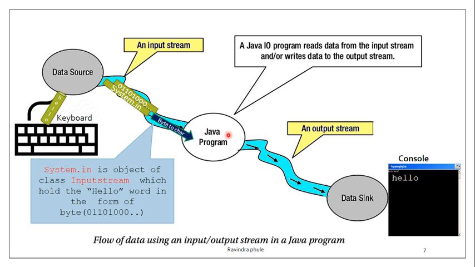Once we get the hello world in the Java program, we can have the output stream to send the data to the output console. We're not going to talk about all these things in detail right now; we'll see the output stream in detail later.